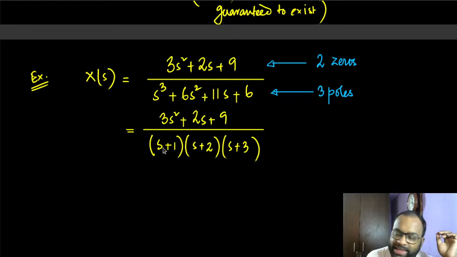If I put s equal to -1, I get an infinity, so that's a pole. If I put s equal to -2, I get an infinity, that's another pole. If I put s equal to -3, that's also another pole. So it has 3 poles and 2 zeros.